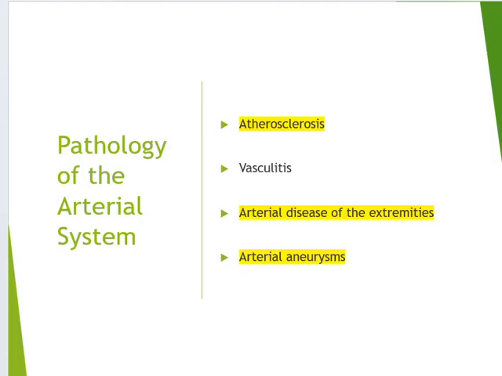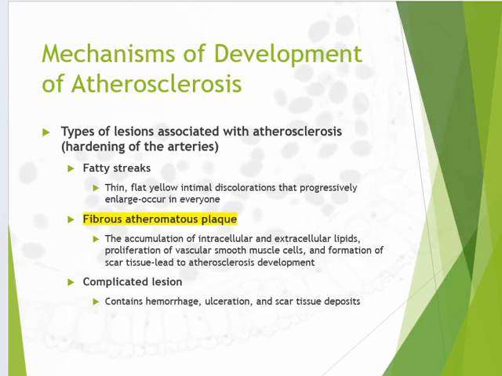Okay, so let's talk a little bit about some of the pathology of the arterial system. And we're going to focus on atherosclerosis, arterial disease of the extremities, and aneurysms. Again, I'm going to skip the discussion of vasculitis for now. So in the development of atherosclerosis, there are 3 types of lesions that we may see inside of the arterial vessels.